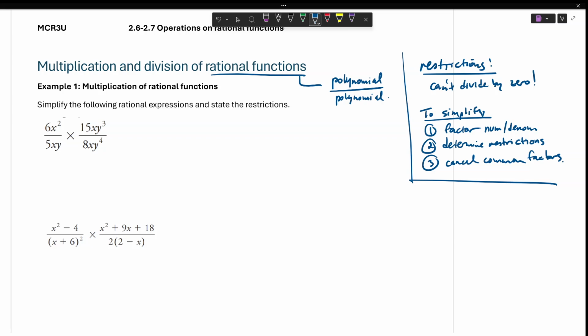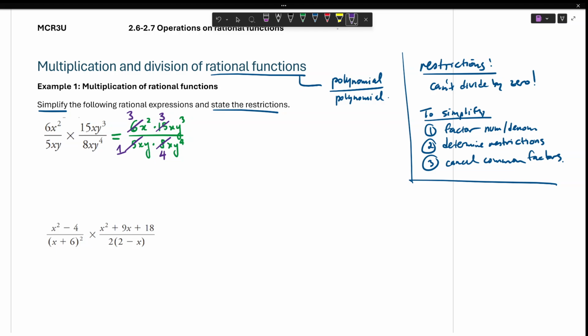Example 1, we're multiplying a rational function, so it says to simplify and state the restrictions. So first, you'll remember that when you multiply fractions, you can just multiply the top and the bottom, right? I'm going to write it like this just to make that really clear. And then at this point, you're going to remember that you can take out some common factors. Let's start with the coefficients. 6 and 8, you can definitely reduce that, that's going to be 3 and 4. 5 and 15, you can reduce that to 1 and 3.